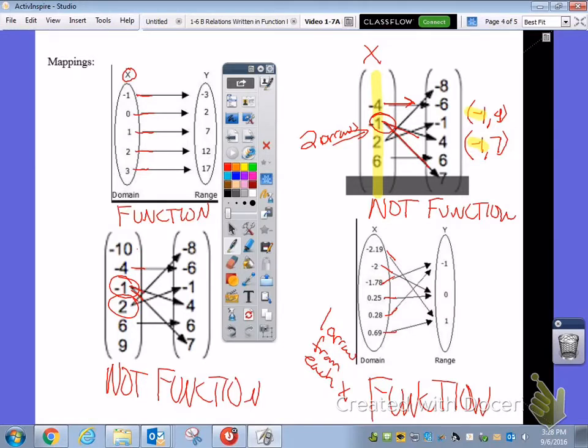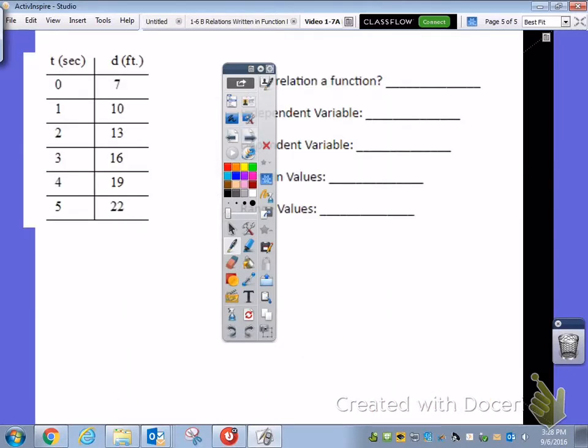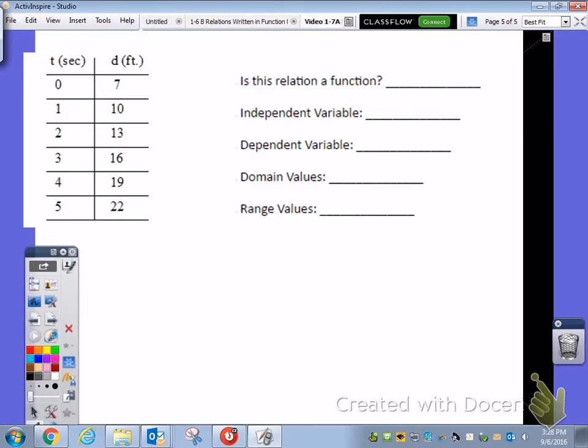And that is it. Now, there is one last question that I have for you, and it is this one. At the end, you're going to have some tables, and it wants you to answer some questions. So the questions are, is this relation a function? And remember, if it's a function, you look at the x's, and I want to see if any of those repeat. So I'm going to look at my x's, 0, 1, 2, 3, 4, 5. There's no repeat. So is it a function? Yes. Because the x's don't repeat.